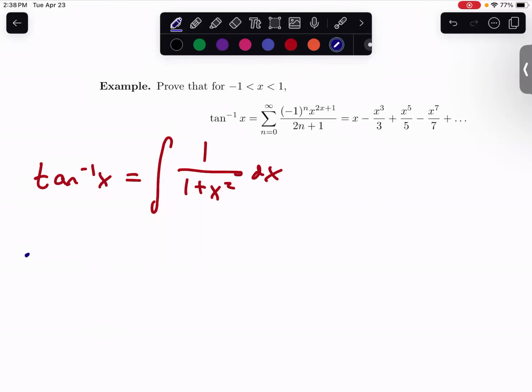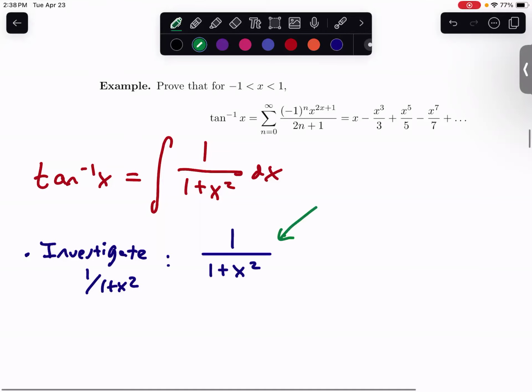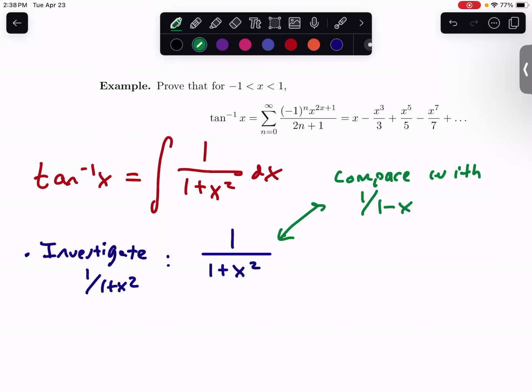So let's investigate 1 over 1 plus x squared and see what happens. So we have 1 over 1 plus x squared. Again, we want to compare this with 1 over 1 minus x, because we know that this is equal to the sum of x to the n. And just like we did for the previous example, really the only big difference is that we have a plus instead of a minus.